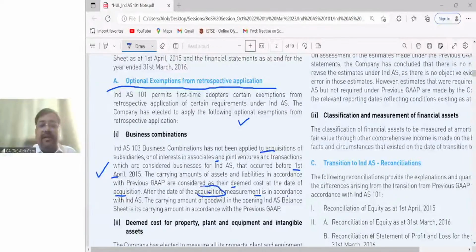After the date of transition, measurement is in accordance with Ind AS. Read this acquisition as transition. This is a wrong word. This is not acquisition, transition. The carrying amount of the goodwill in the opening Ind AS balance sheet is the carrying amount in accordance with IGAAP. So whatever numbers as per IGAAP were there, they have simply picked those numbers as an opening number under Ind AS, and they have not restated any business combination. This is what I'm showing you in a listed company, a very, very big listed company, Hindustan Unilever Limited. Right?